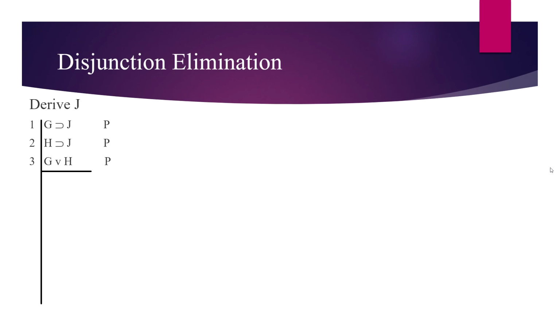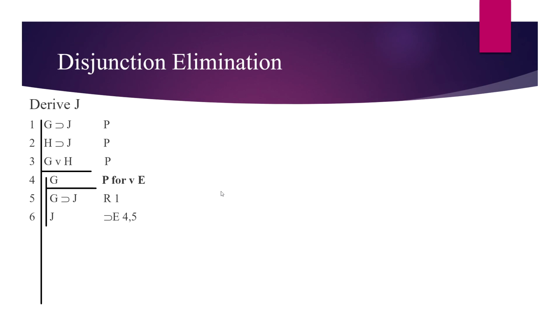We want to derive J with the premises if G then J, if H then J, and G or H. So we're going to use disjunction elimination. We're going to start with a subderivation with G, our left disjunct from the disjunction on line 3. And we need to prove J. So we're going to reiterate if G then J from line 1. And now we can use conditional elimination to get J from lines 4 and 5. So now we've proved that J follows from G.